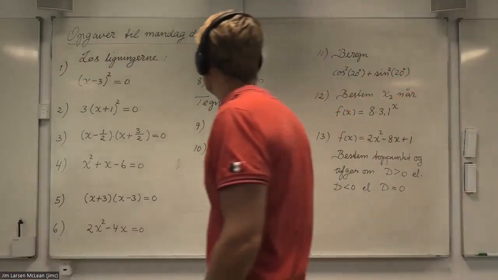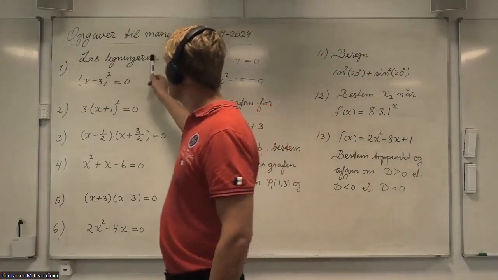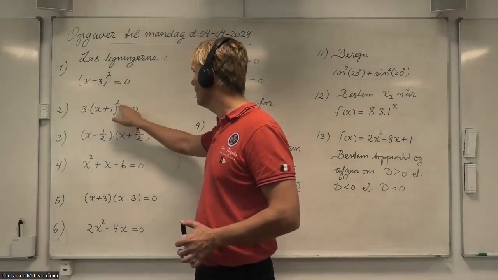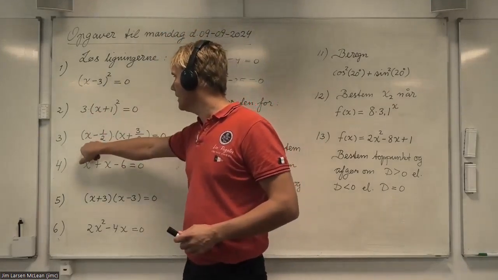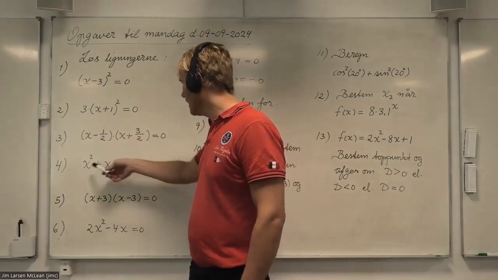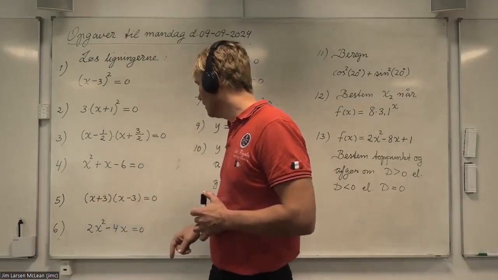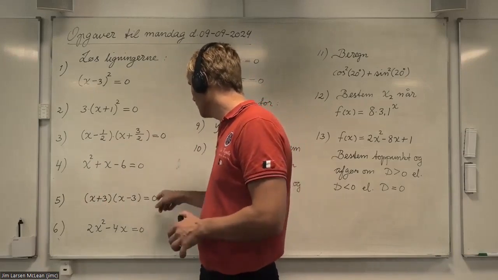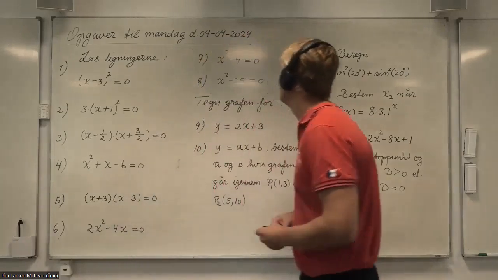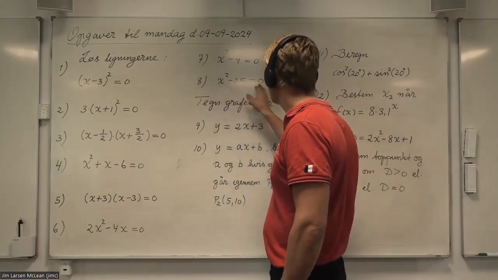Here are some tasks you can work on over the weekend until Monday, September 9th. You need to solve the equations x minus 3 squared equals 0, 3x squared plus 1 equals 0, x minus a half times x plus 3 halves equals 0, x squared plus x minus 6 equals 0, and x plus 3 in parentheses times x minus 3 in parentheses equals 0. Another quadratic equation, 2x squared minus 4x equals 0. Another, x squared minus 9x equals 0. And x squared minus 25x equals 0.